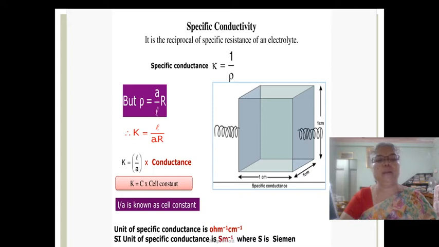For such a metallic conductor, its conductance is equal to its specific conductance. And the ratio L by A is called the cell constant. The unit of specific conductance is ohm inverse centimeter inverse, and the SI unit of specific conductance is Siemens per meter, where S is the unit of conductance.